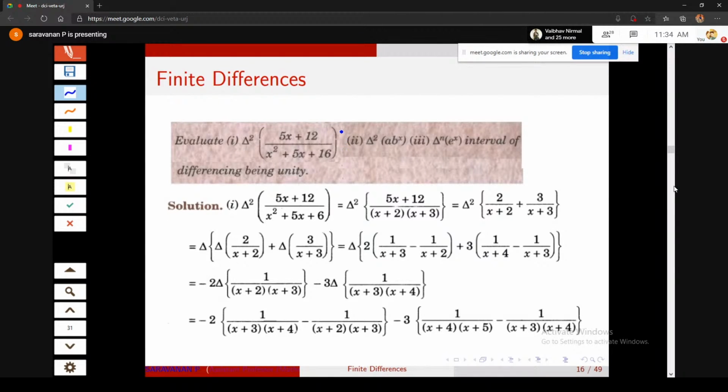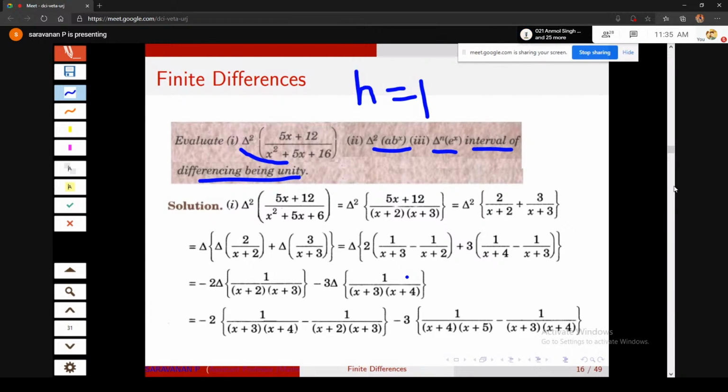Then sometimes you will get a polynomial like this. Polynomial simplification is a little bit difficult. So what you do is use partial fractions to split the expression, then apply the operator, and it is easy. We have to compute delta square of this, delta power n of this, the interval of differencing being unity. Wherever h is there, we take it as 1. So it means x plus 1, x plus 2, x plus 3, etc.